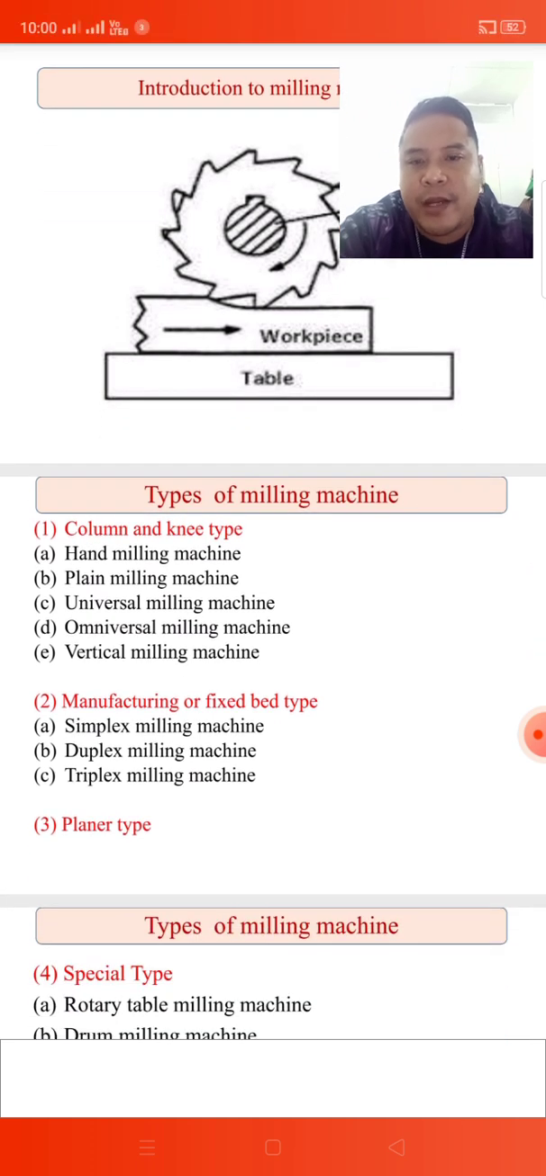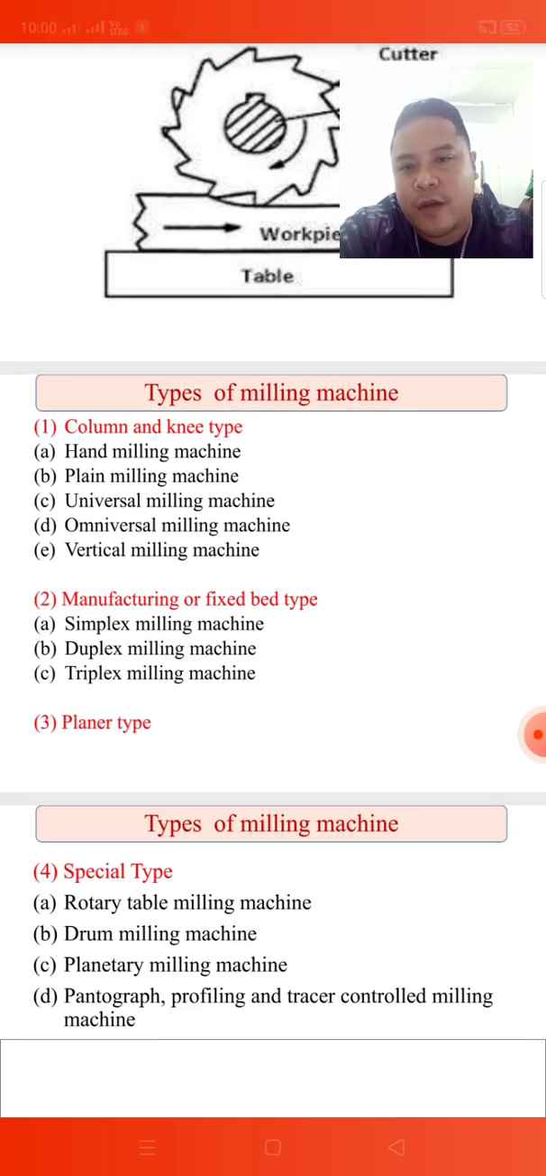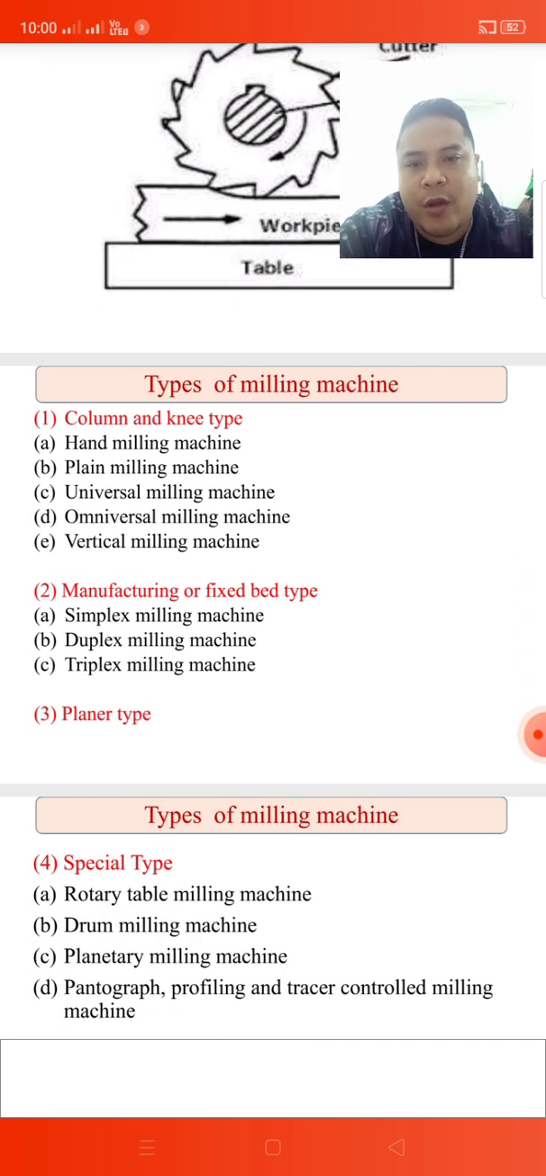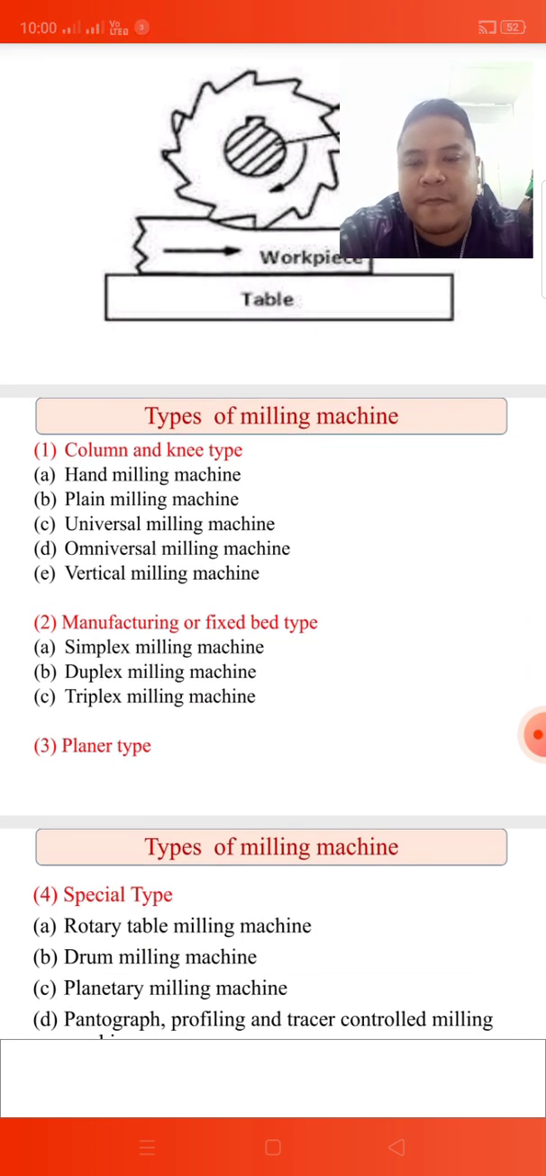The types of milling machine: we have the column and knee type. It has subtypes like hand milling machine, plain milling machine, universal, omniversal, and vertical milling. Actually, I don't have the illustrations. If you want to see the illustrations, you can easily search the internet for those images.